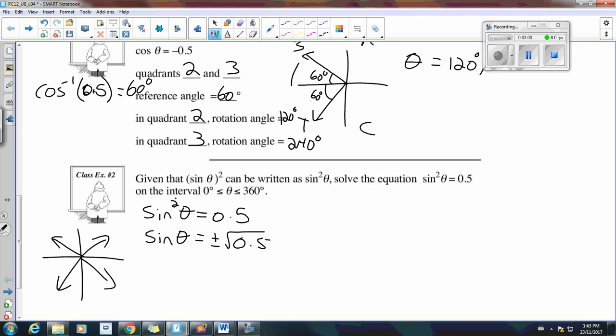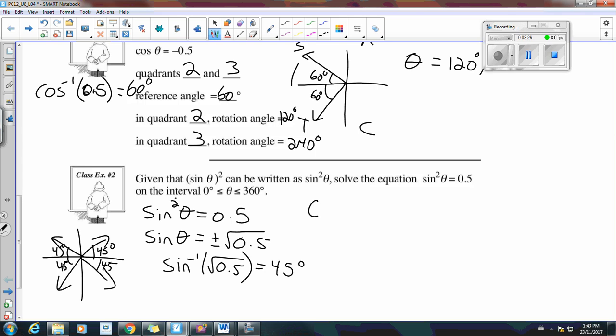So now we're going to use our calculators to come up with the reference angle, or you could use your special triangles as well. So we're going to calculate the inverse sine of square root of 0.5, which gives us a reference angle of 45 degrees. So that means in every case here we are 45 degrees away from the closest spot on the x-axis.